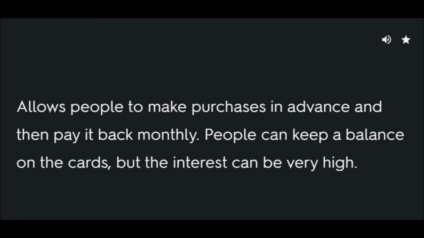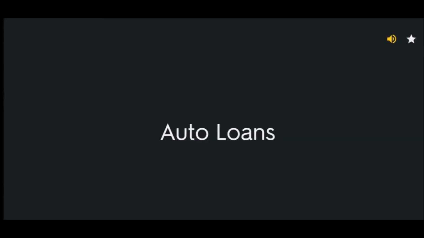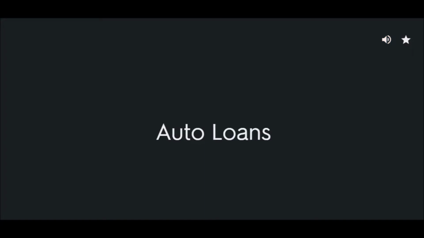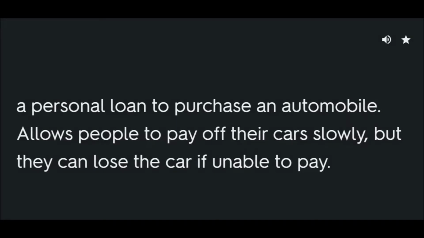Credit cards: allows people to make purchases in advance and then pay it back monthly. People can keep a balance on the cards, but the interest can be very high. Auto loans: a personal loan to purchase an automobile, allows people to pay off their car slowly, but they can lose the car if unable to pay.